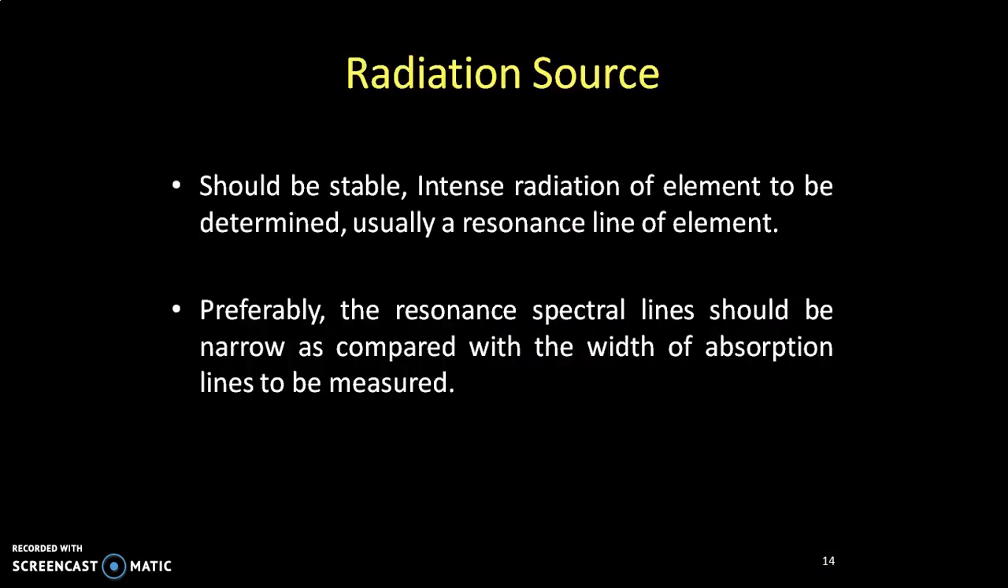Then we are starting with the radiation source. What should be the ideal properties of the radiation source? It should be stable, it should be intense, and whatever resonance line of the element we are getting should be stable. Preferably the resonance spectral line should be narrow as compared with the width of the absorption lines to be measured.